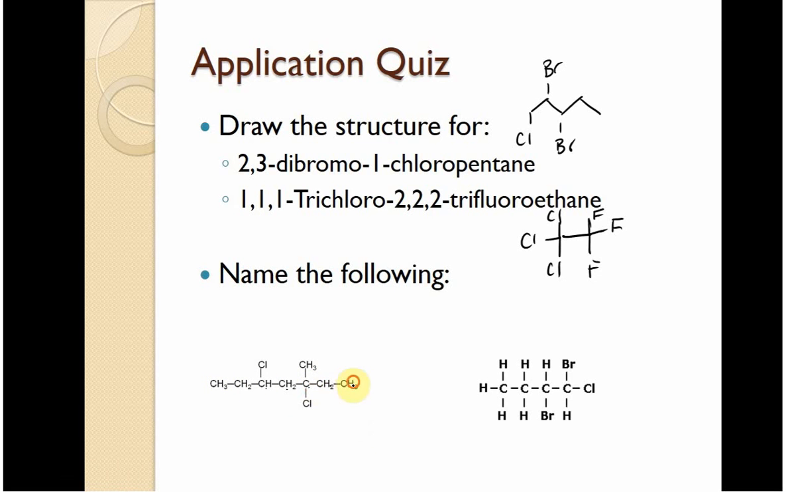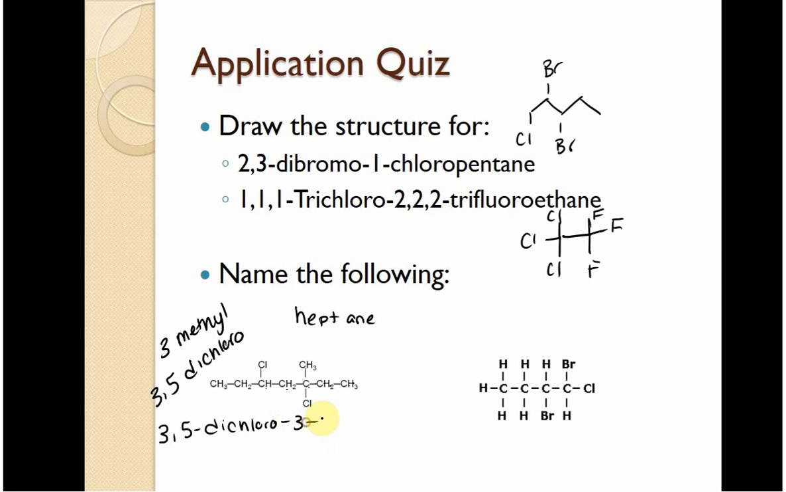1, 2, 3, 4, 5, 6, 7. So this is going to be a hept, all single bond, so it's an ane. One, two, three, I have a 3-methyl. And I have 1, 2, 3, 4, 5, so I have 3,5-dichloro. Putting these all in alphabetical order means that this is going to be 3,5, dash between number and letter, dichloro, dash 2... 3-methylheptane.